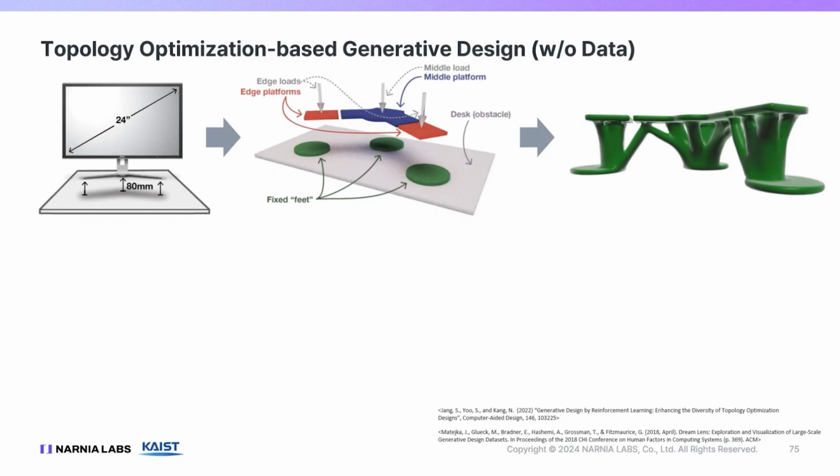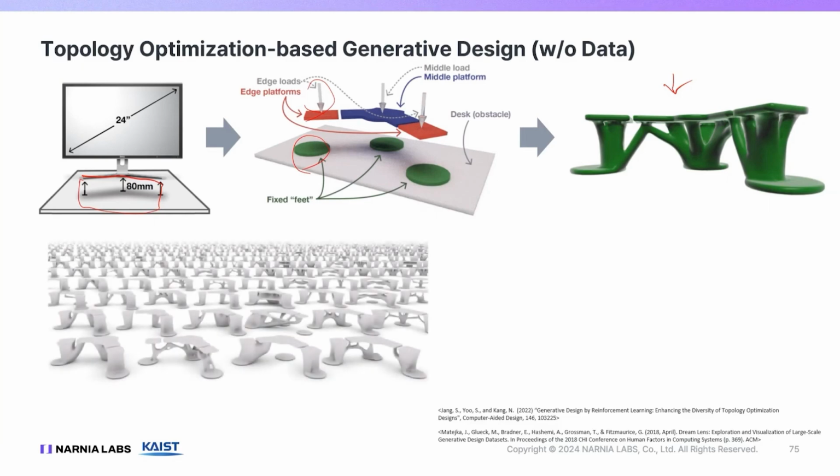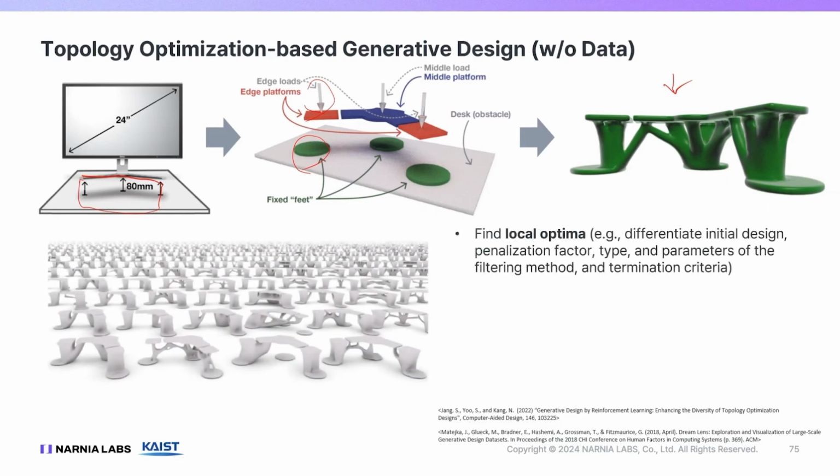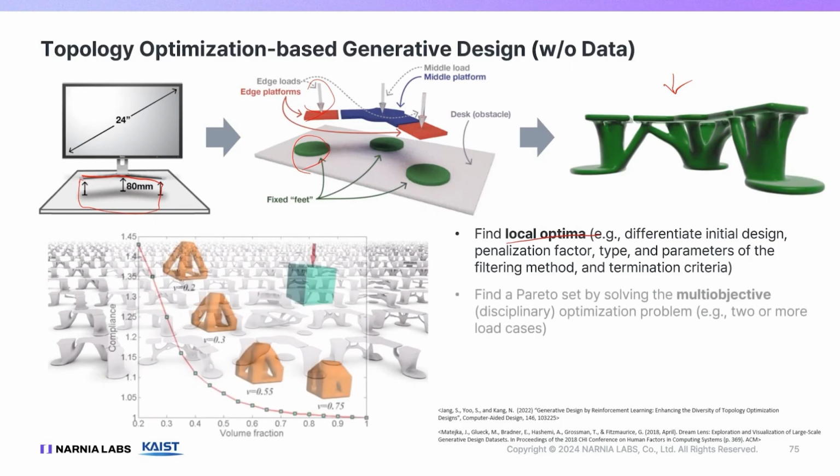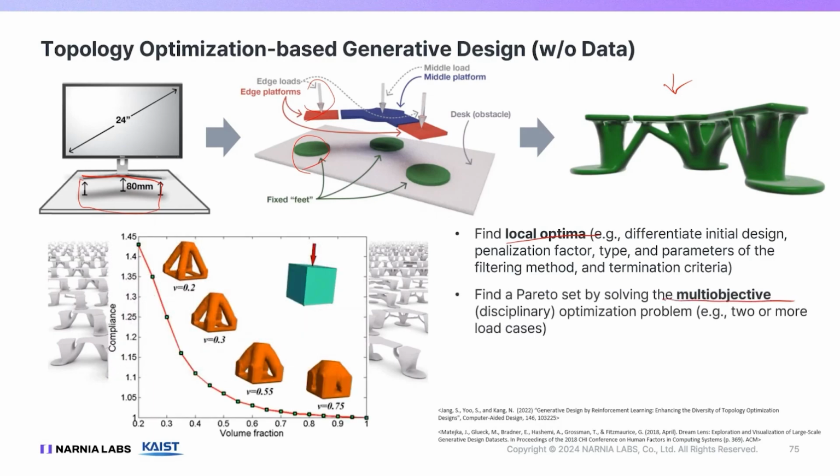For example, in the case of a TV stand, if you input the load conditions and boundary conditions, you can create a topology-optimized design like this. To create multiple designs, since this is an optimal design process, there are many local optima as shown here. For example, if you start from a different initial point, there's a chance you'll get a different design. And if you solve it as a multi-objective problem, you can extract various designs from the Pareto front.